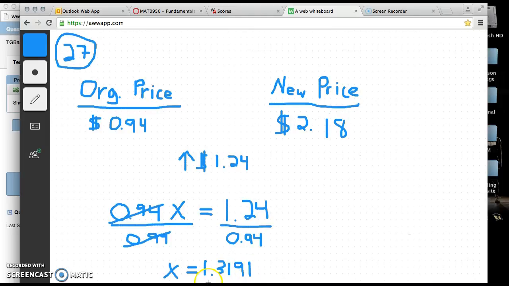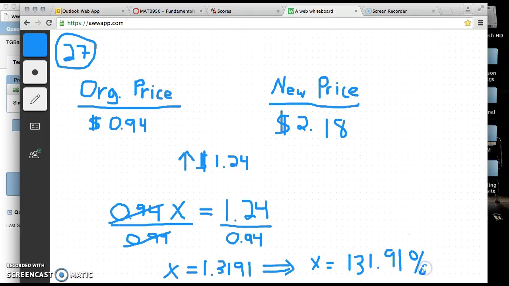If you remember, guys, we're looking for a percent increase or decrease. So this number we're looking at here is the numerical value representing this percent. In order to get to the percent, we need to take our decimal and move it once, twice to the right. So we would end up with 131.91%. This is the same thing as saying that x would be equal to 131.91%.